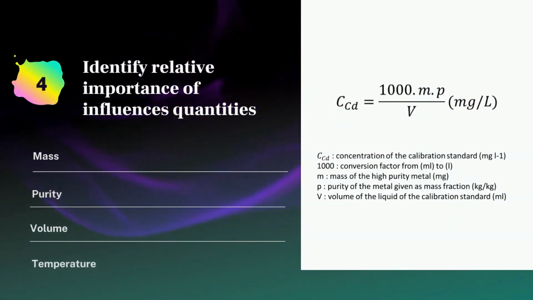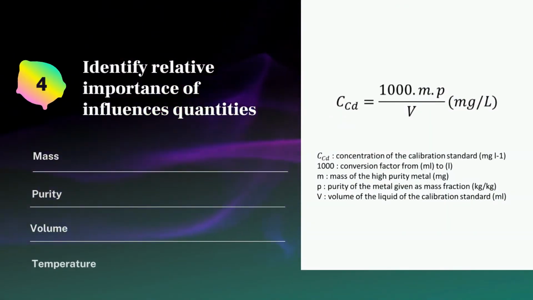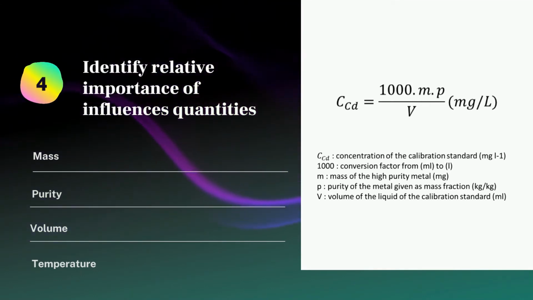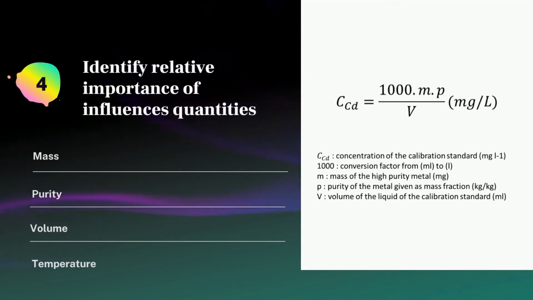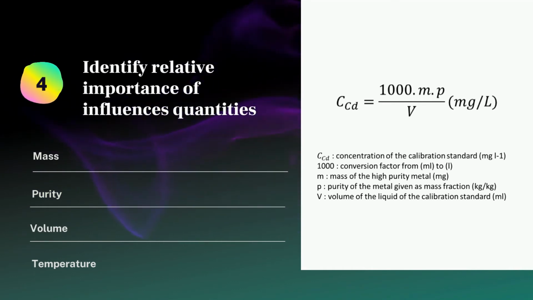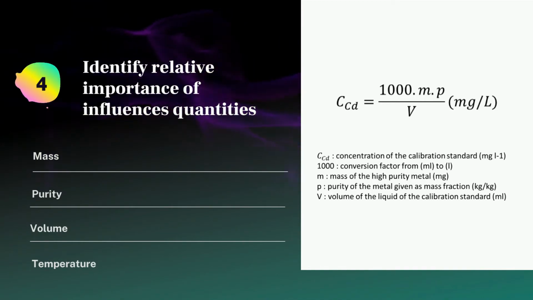Next, we should identify the relative importance of the influence quantities. This is because uncertainty usually arises from the influence quantities and thus they have a large effect on the result. It can be done by prediction from the formula given. The influence quantities include mass, purity, volume, and temperature.